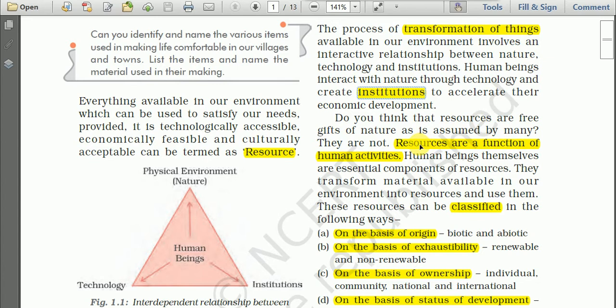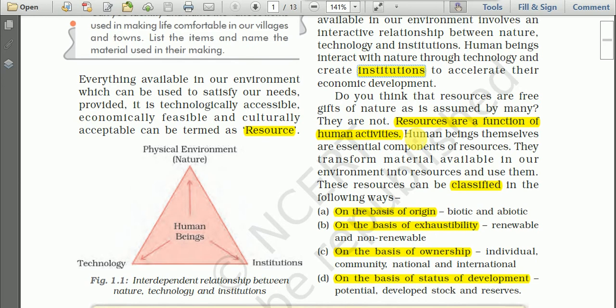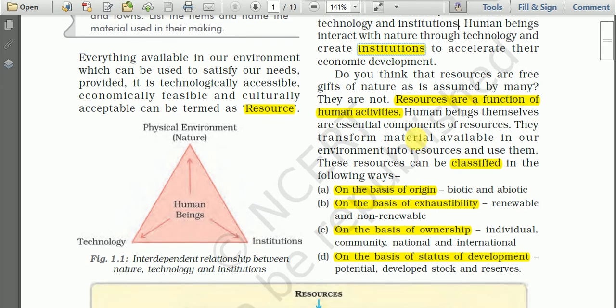Any question, boys and girls, from your side? No, sir. Okay, then let us proceed.